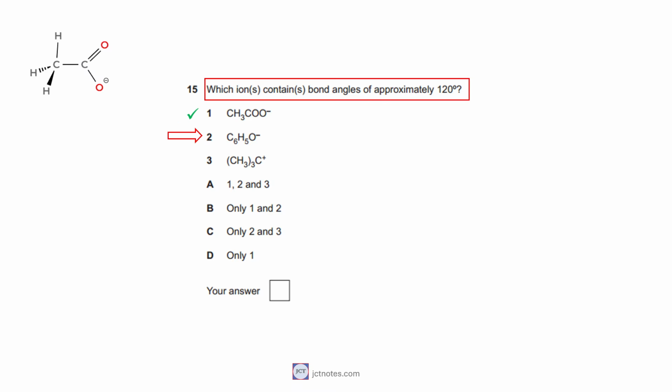Ion 2, phenoxide ion, consists of a benzene ring with an oxygen atom attached, which carries a negative charge. The carbon atoms within the benzene ring are sp2 hybridized, and the bond angles within the ring are approximately 120 degrees. Ion 2 also fits the profile.